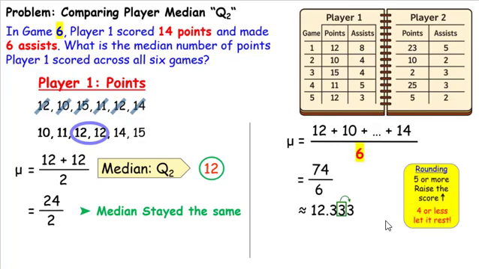We'll round to the nearest hundredth. Look to the right, and we'll say 5 or more, raise the score. 4 or less, let it rest. So in this case, since this 3 right here is 4 or less, this 3 will stay the same, giving us a 12.33 point game.